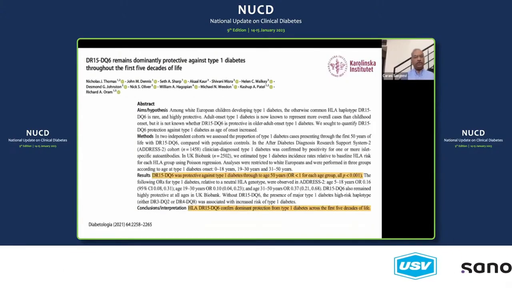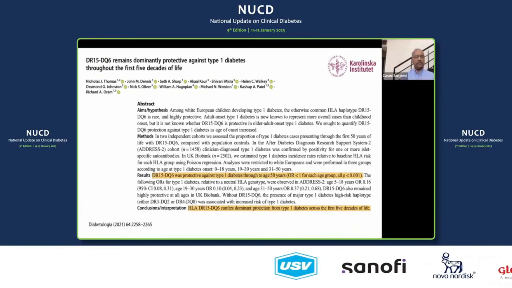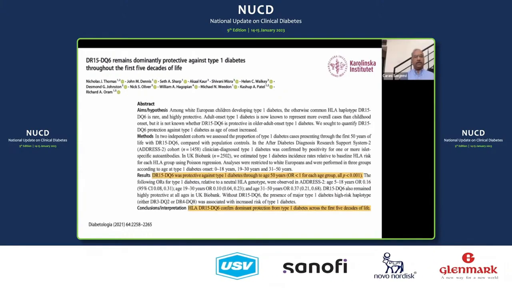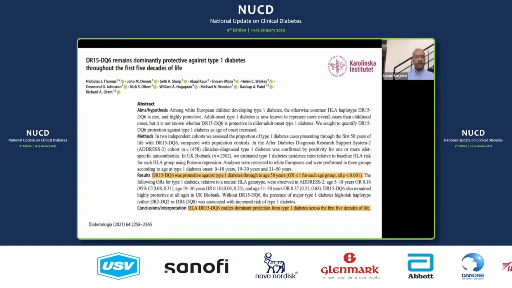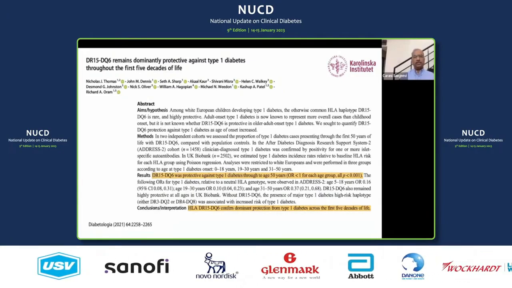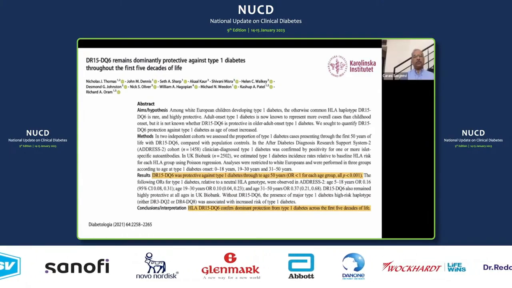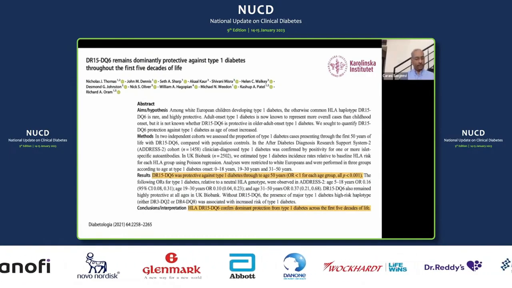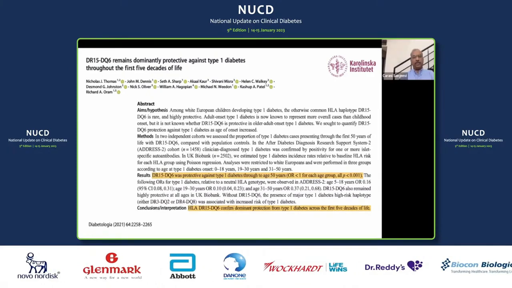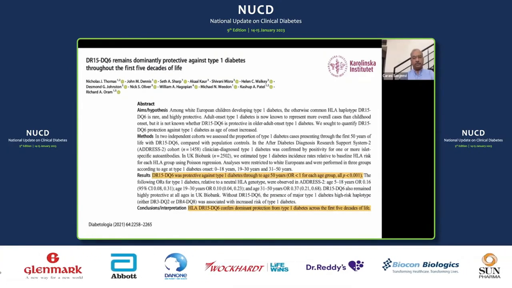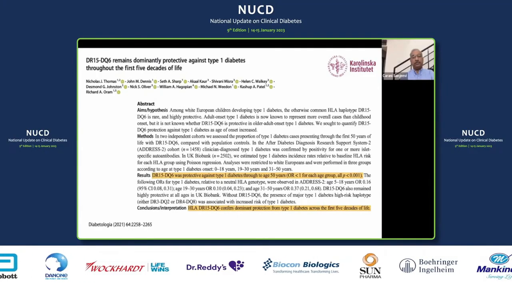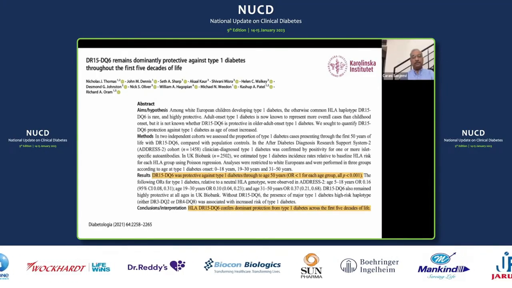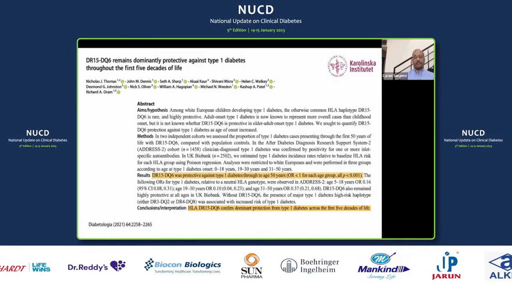It's also important to know, in a recent paper published in the last 1 year, it is clear that a particular DR called DR15-DQ6 remains dominantly protective against type 1 diabetes. What this paper clearly shows is that for those people who carry DR15-DQ6, previously we knew that it can protect only children up to the age of 10. But now this evidence shows that it protects individuals from developing type 1 diabetes until the age of 50 or 5 decades.